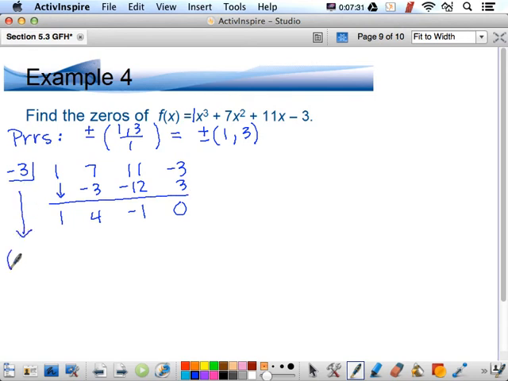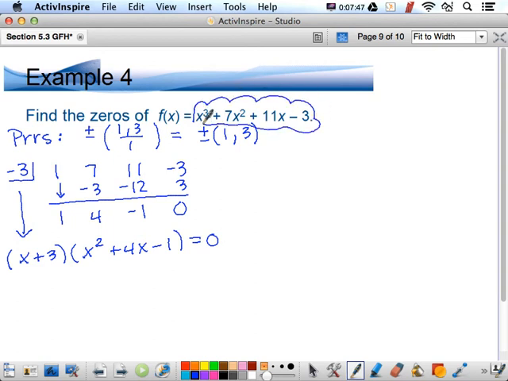This will become an x plus 3 or an x minus 3. That will become an x plus 3, and this will become 1x squared plus 4x minus 1, and all of that will equal 0. So we took something that didn't look like it would factor, and we actually forced it to factor using the rational root theorem and synthetic division.